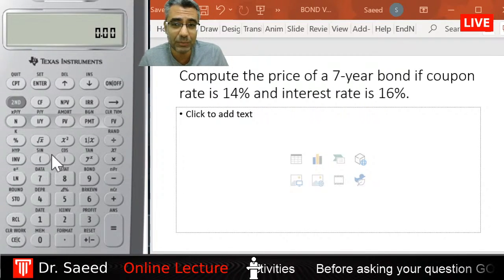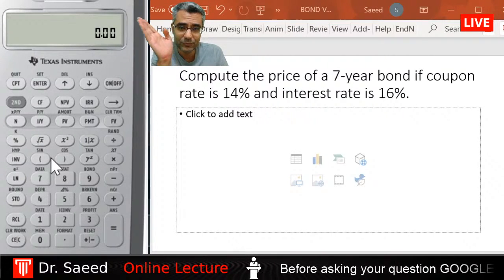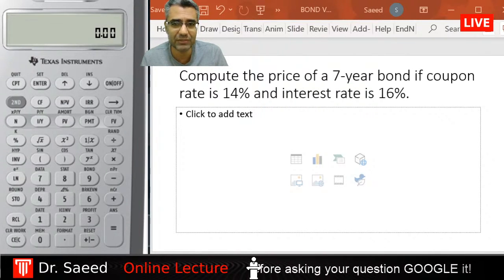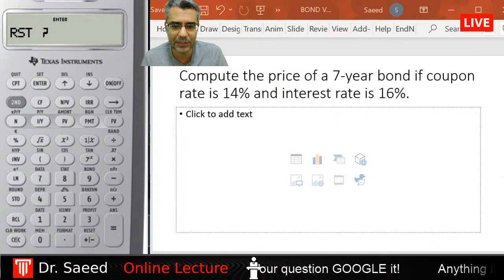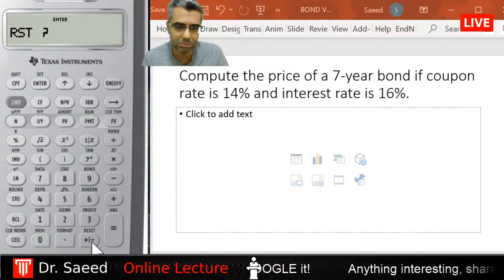So how to clear the memory? The method I want to teach you is reset factory. It will remove everything from the memory. So press second, plus minus. There is a label there, you see the label. I don't know why it doesn't show me the mouse when I put it over the button.